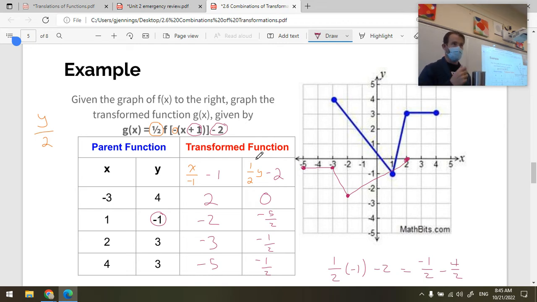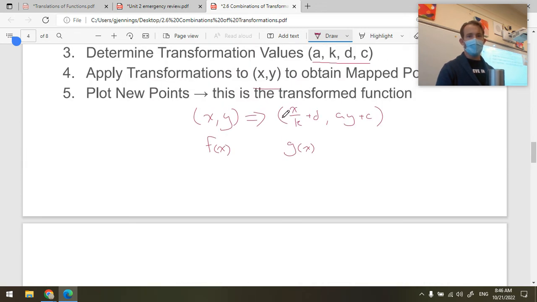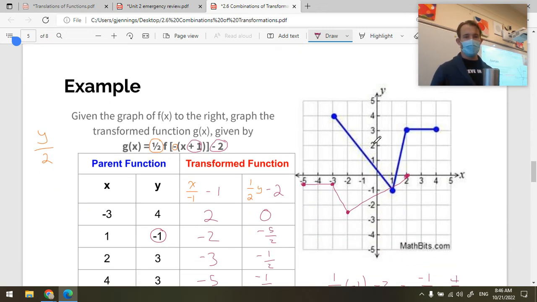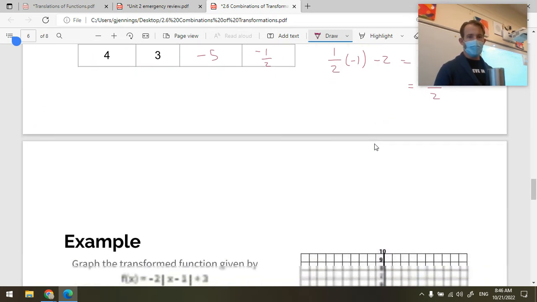Keep going. Questions about this stuff? No. Working point by point. The real trick is finding these, right? So if I use this idea here that xy maps to x over k plus d, ay plus c, then we would have a point that looks like what I have written down, where xy will go to x over negative 1 minus 1, comma, 1/2 y minus 2. Okay, that's your transformation point. All right, let's keep going.